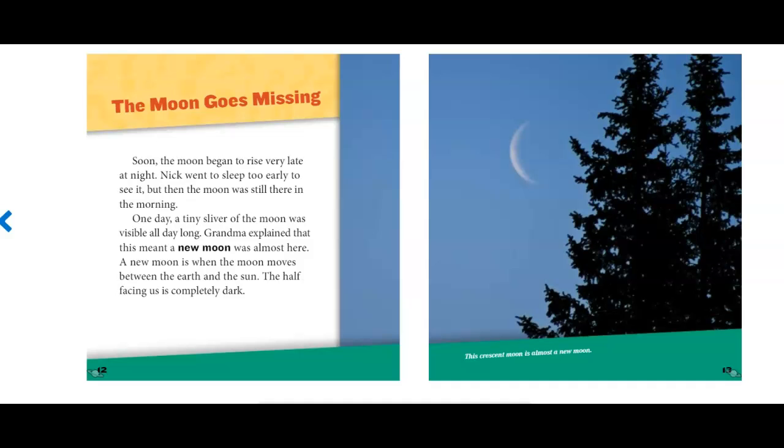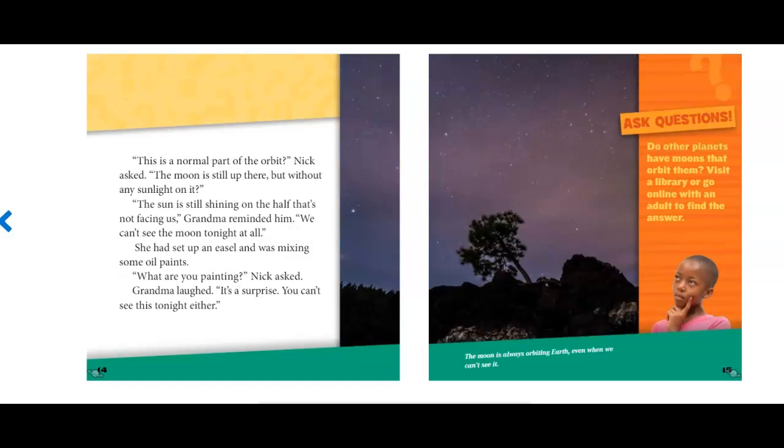The moon goes missing. Soon the moon begins to rise very late at night. Nick went to sleep too early to see it, but then the moon was still there in the morning. One day, a tiny sliver of the moon was visible all day. Grandma explained that this meant a new moon was about to be here. A new moon is when the moon moves between the Earth and the sun. The half facing us is completely dark. This crescent moon is almost near its new moon, where you won't see anything in the sky.